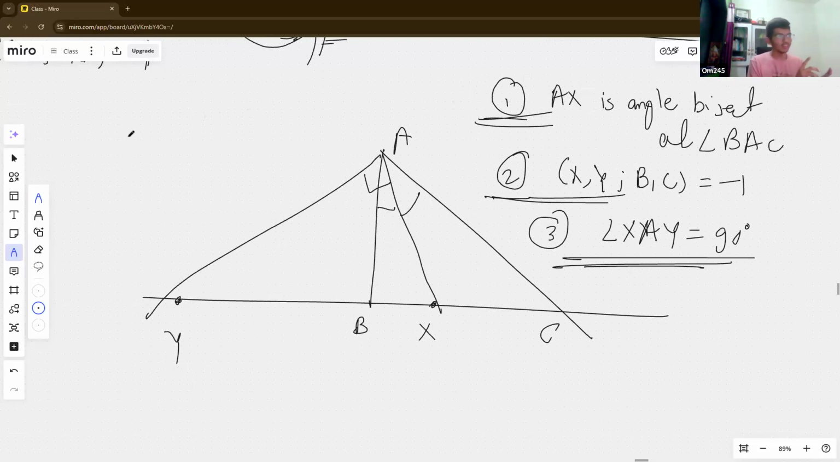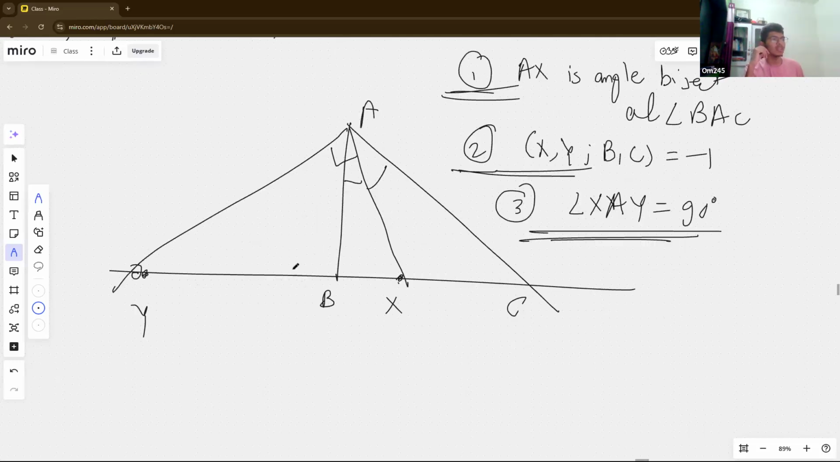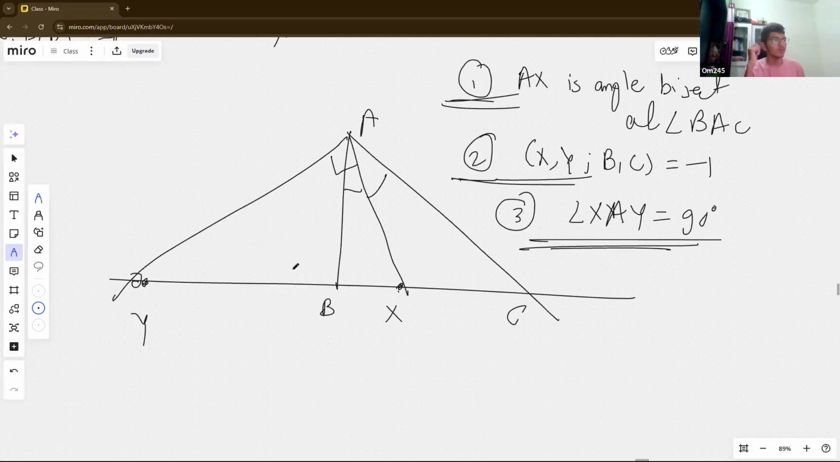And this will lead us to another cool config, one of my favorite, the Apollonian circle. So there's a circle with diameter XY. This is a bit hard to prove, so I can give it as homework also. This is a nice fact actually.